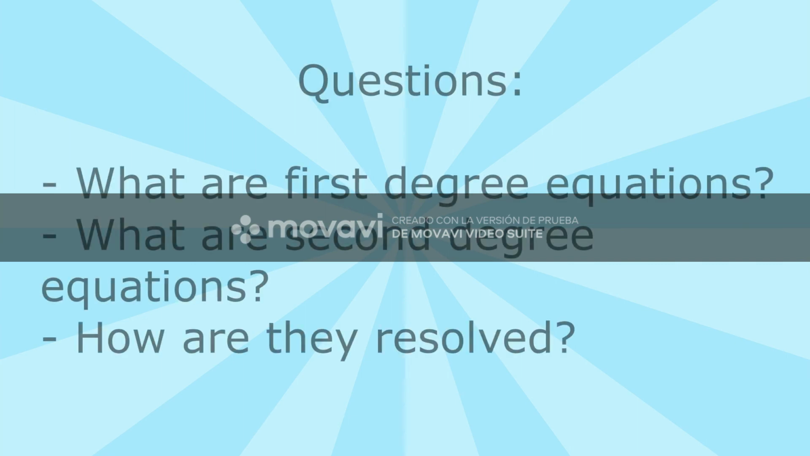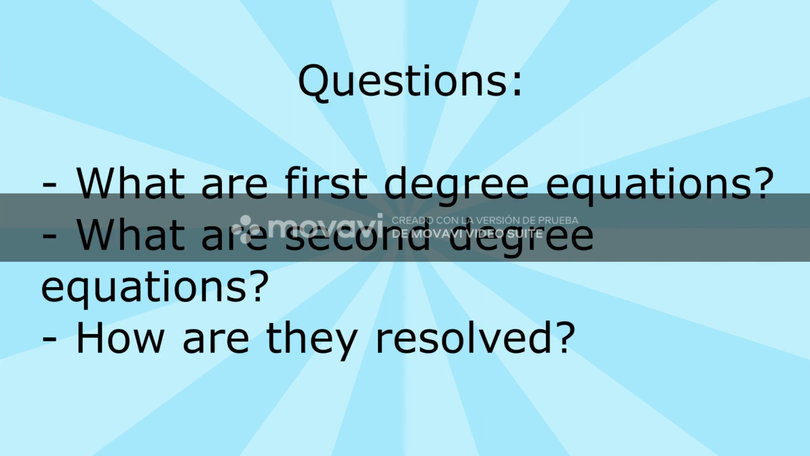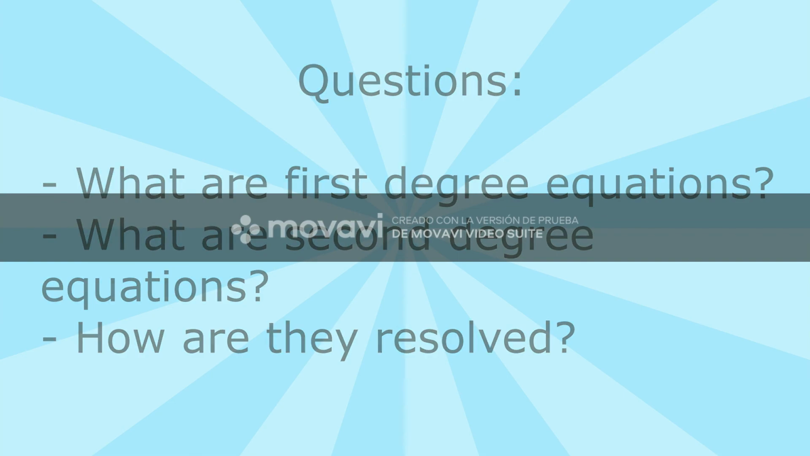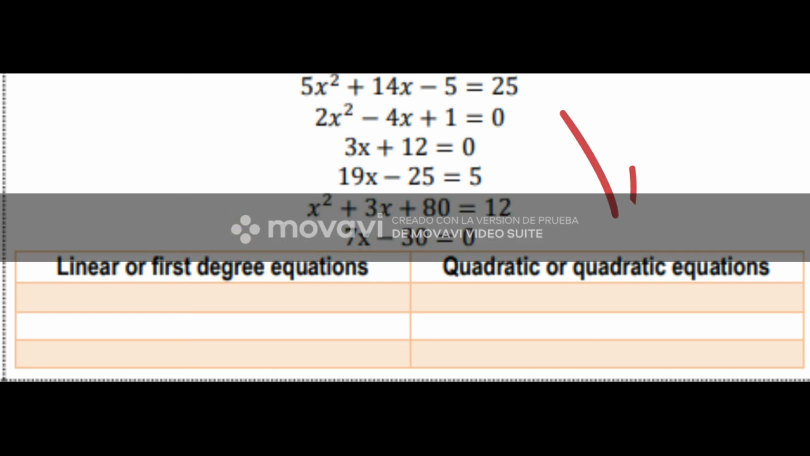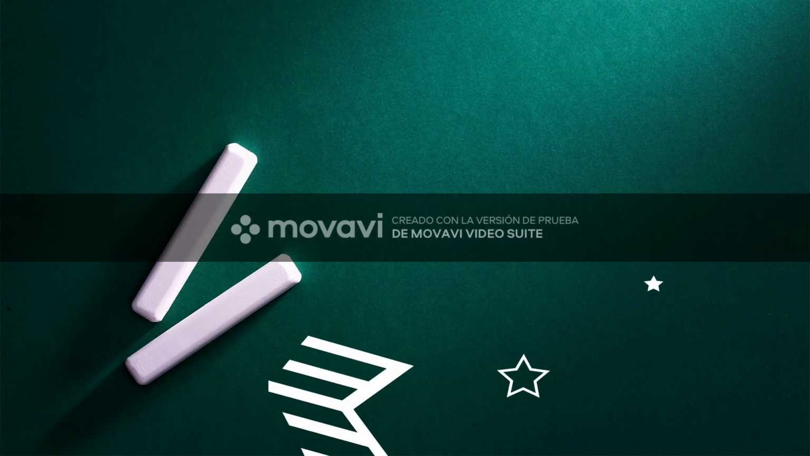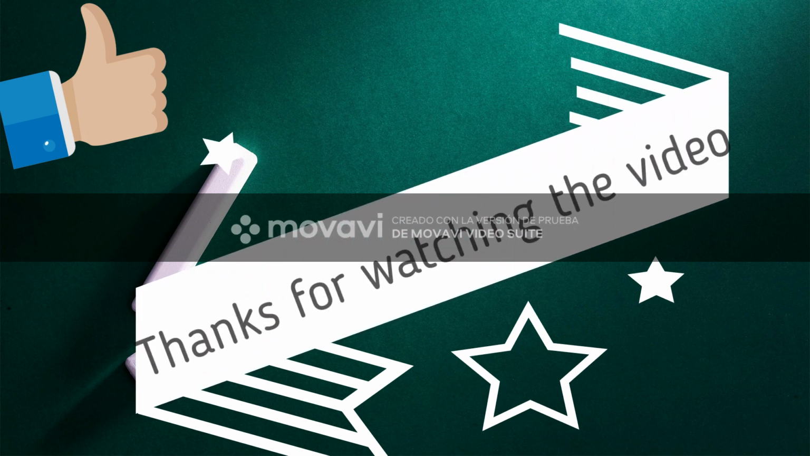To finish, you must answer the following questions about linear and quadratic equations. And later, in the following table, you must order the questions where they correspond, whether they correspond to the table of linear or quadratic. And that was it.